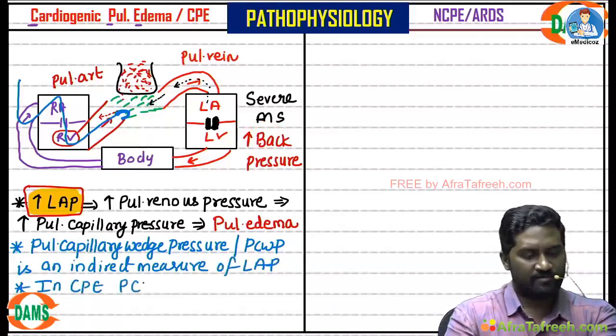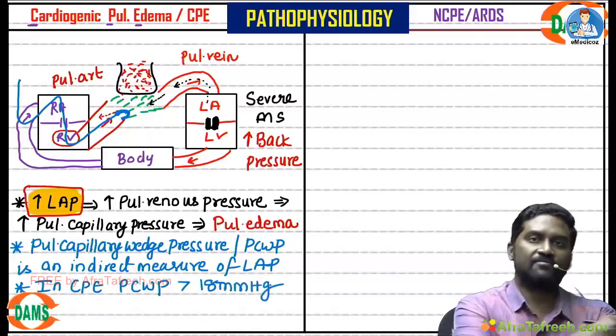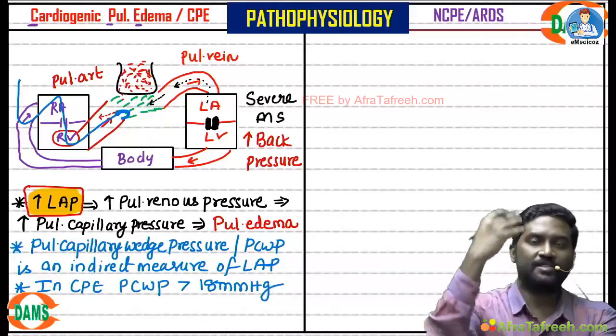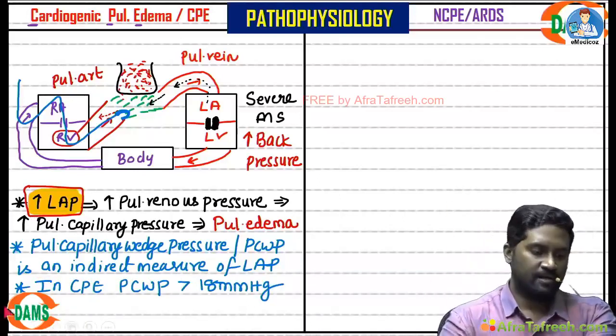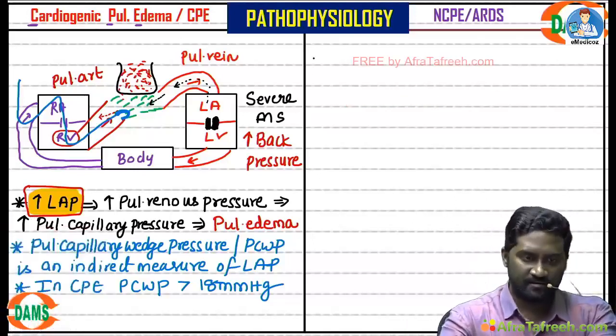In cardiogenic pulmonary edema, what happens to PCWP? There is increased left atrial pressure. It will be more than 18 mm Hg. It will be significantly high. Coming to non-cardiogenic pulmonary edema, ARDS. Now what is the primary event here?